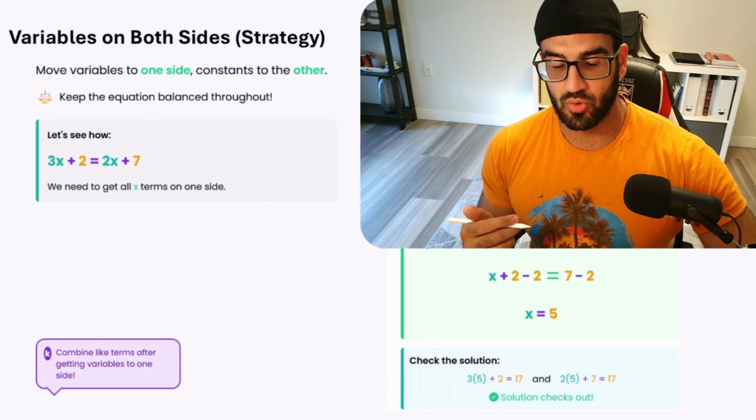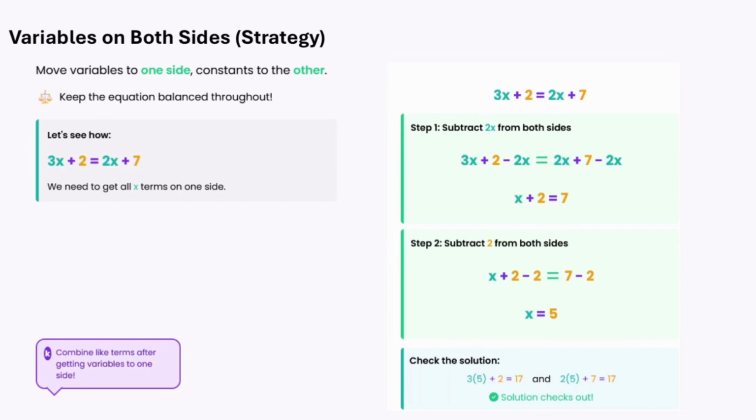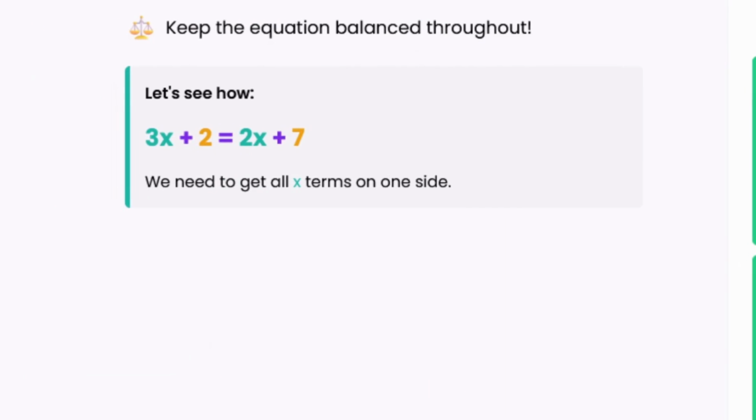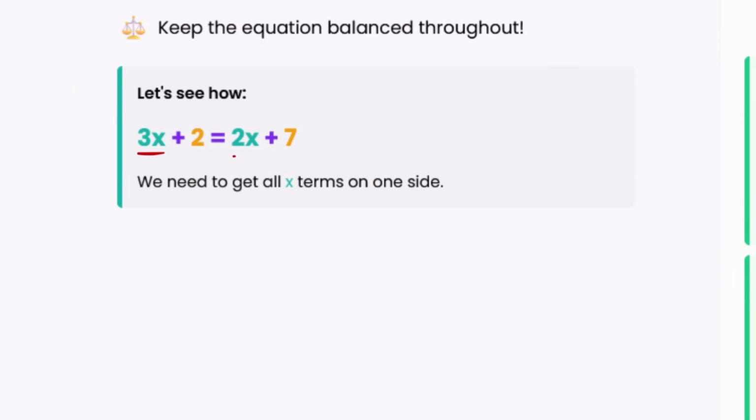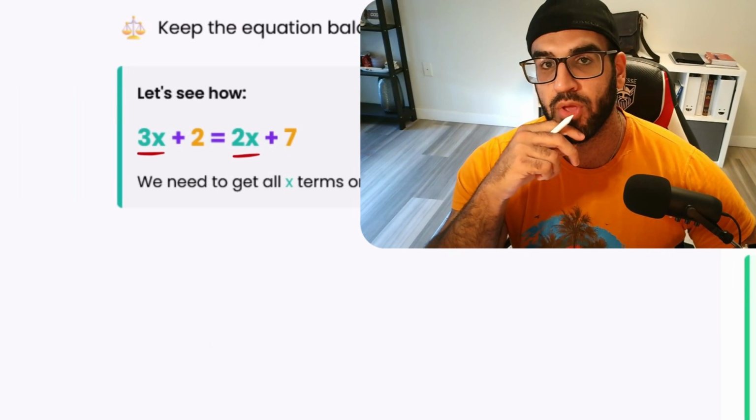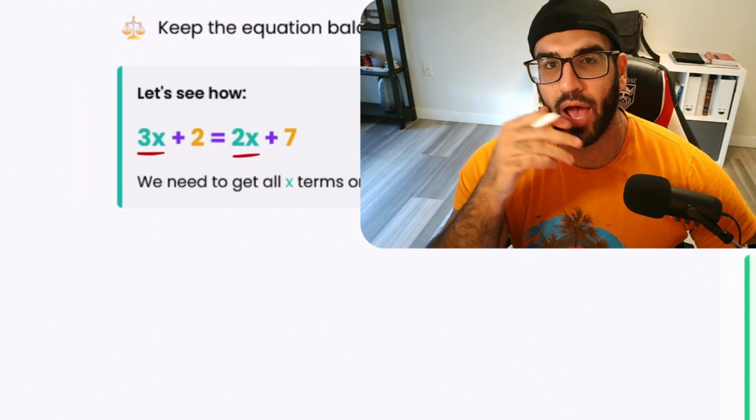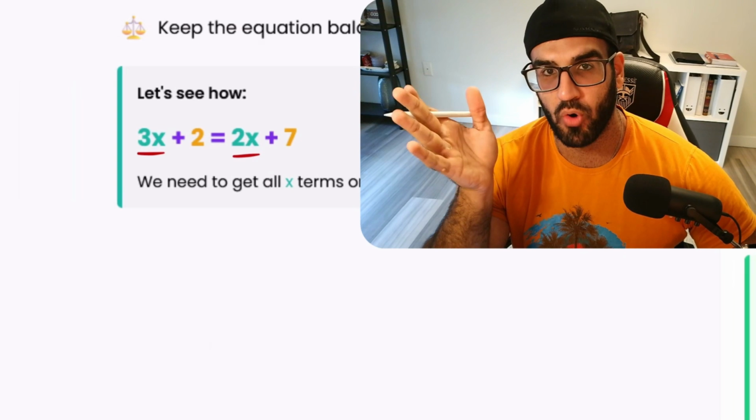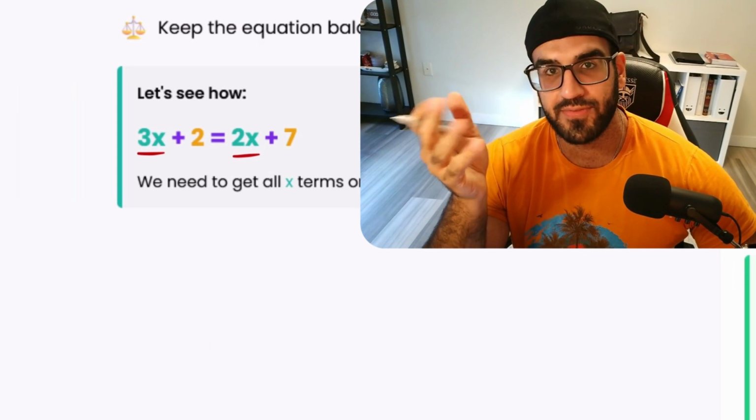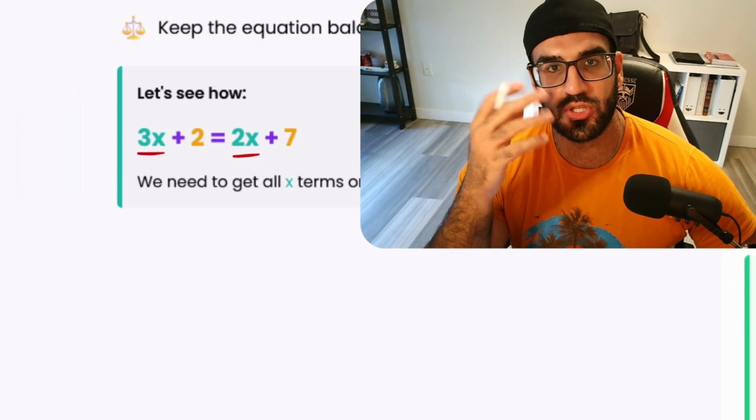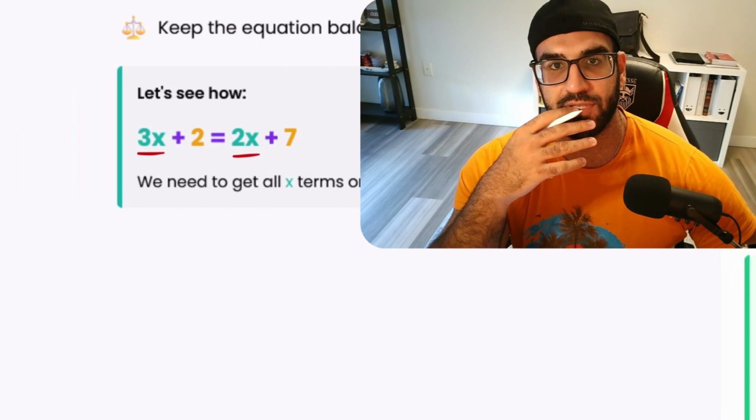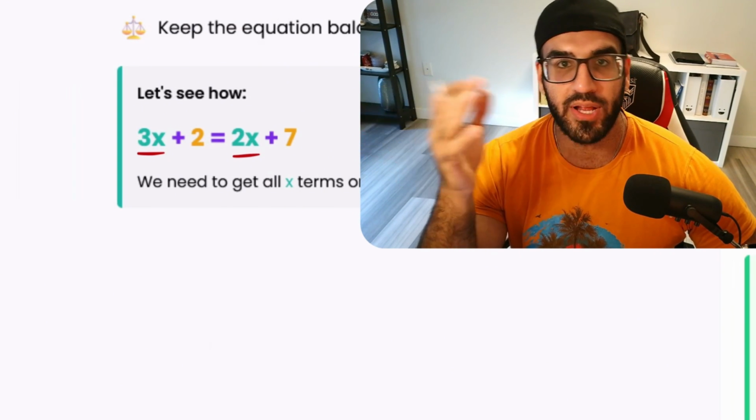So let's look at this question. Here I have 3x plus 2 is equal to 2x plus 7, right? The very first thing that would come to your mind is that, okay, I have to make x isolated, right? It means that either I have to move all of the x's from the right side to the left side, or from the left side to the right side. So let's just consider that 3x is on the left side, and I'm going to move everything from the right side to the left side.